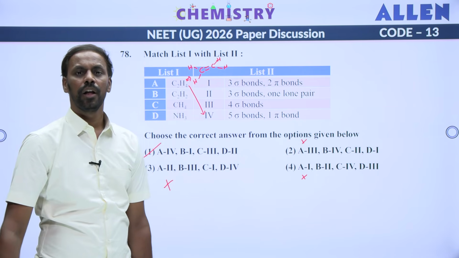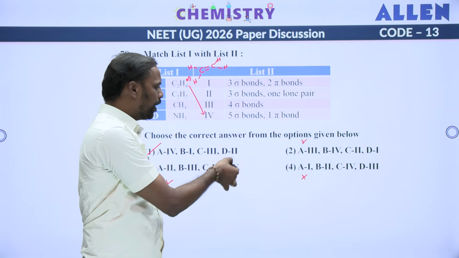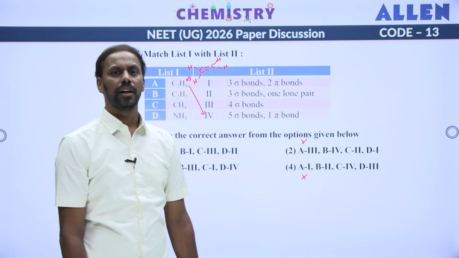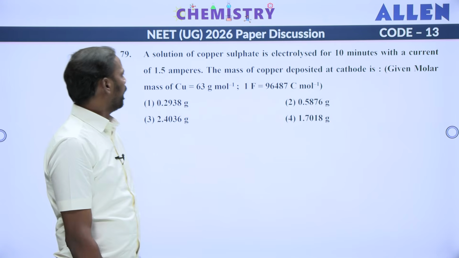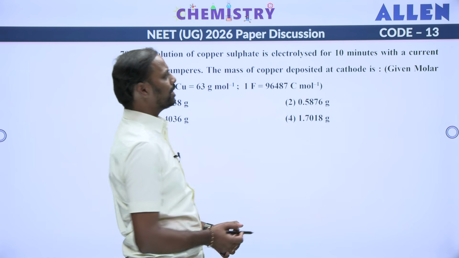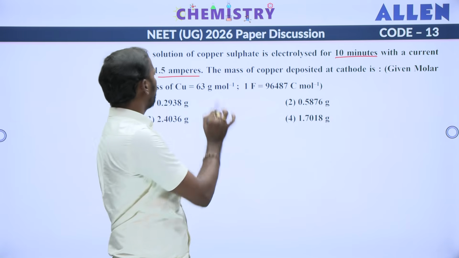What is the answer, student? Only one possibility is there. So at that time, no need to check the other options. So question number 78, answer 1 will be the correct answer. Clear? Next, student. A solution of copper sulfate is electrolyzed for 10 minutes with a current of 1.5 ampere.